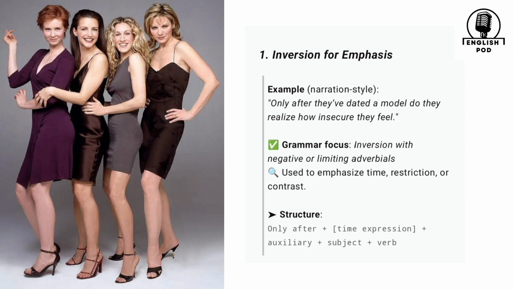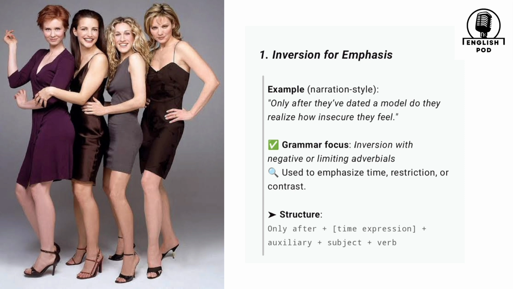Okay, that paints a really vivid picture of the cultural side. Let's switch over to the language now. You picked out some advanced grammar points that add a lot to the show's style. First one, inversion for emphasis. How does that work? Right, inversion. It sounds technical, but it's basically about flipping the usual sentence order to highlight something, especially with phrases like only after. The example was, only after they've dated a model do they realize how insecure they feel. Normally you'd say, they realize how insecure they feel only after they've dated a model. Putting only after first really hammers home that the realization only happens after that specific thing. So it really emphasizes the timing, the condition. Exactly. It draws your attention right to it. Makes you think about why that timing is key.